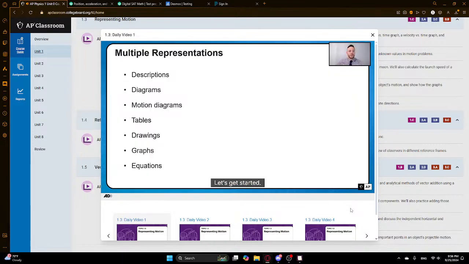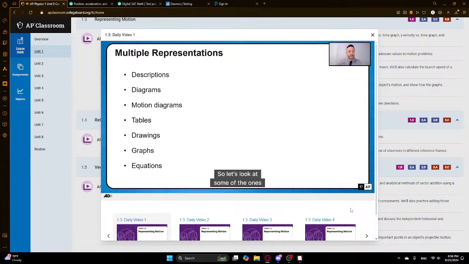Let's get started. In physics, when we talk about physical phenomena, we use multiple representations to try to display what's going on. That can include descriptions, diagrams, motion diagrams, tables, drawings, graphs, and equations. There are lots of different ways to talk about something that has happened. We want to be as conversant in all of those different ways as we can. So we're going to use multiple representations to talk about motion specifically.